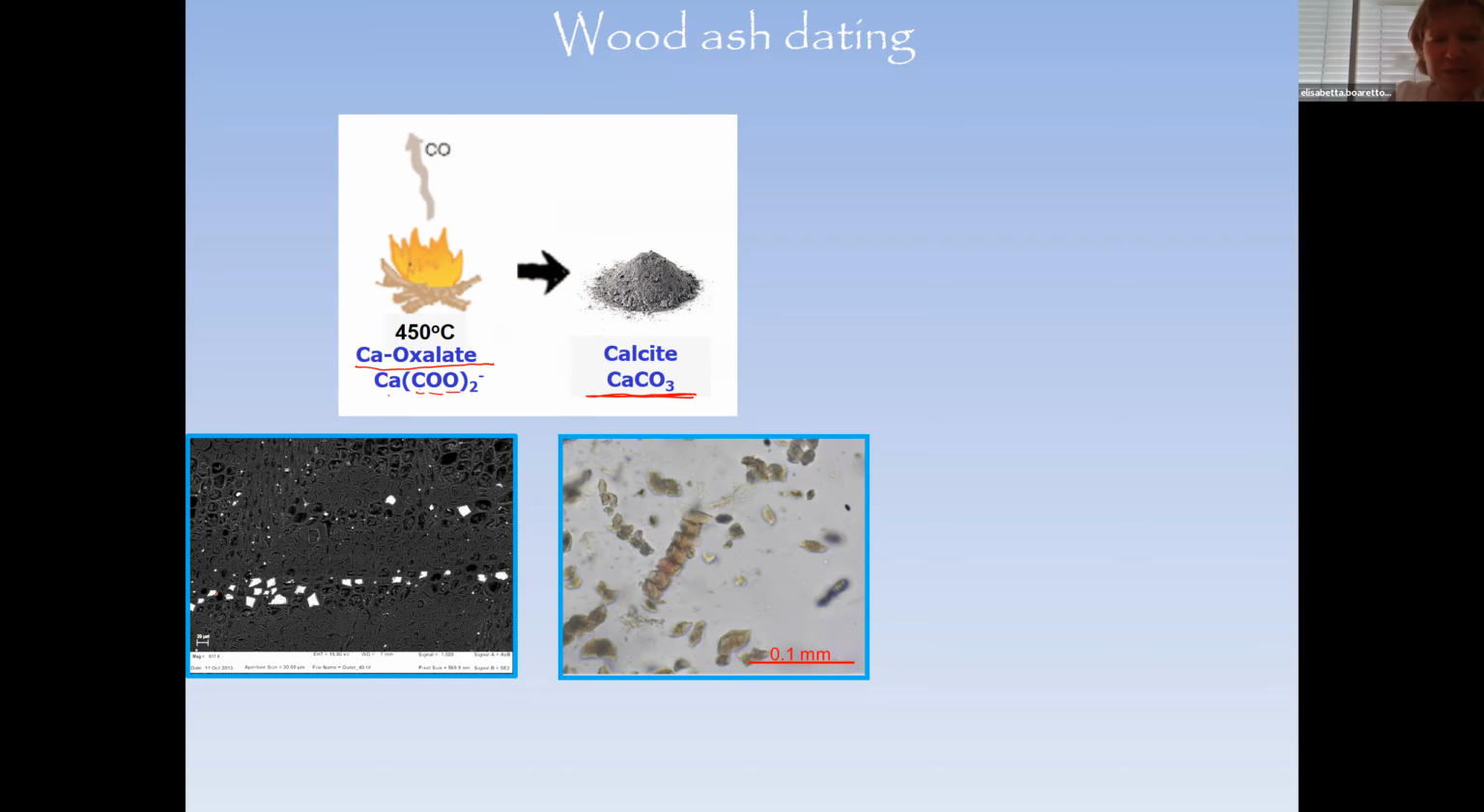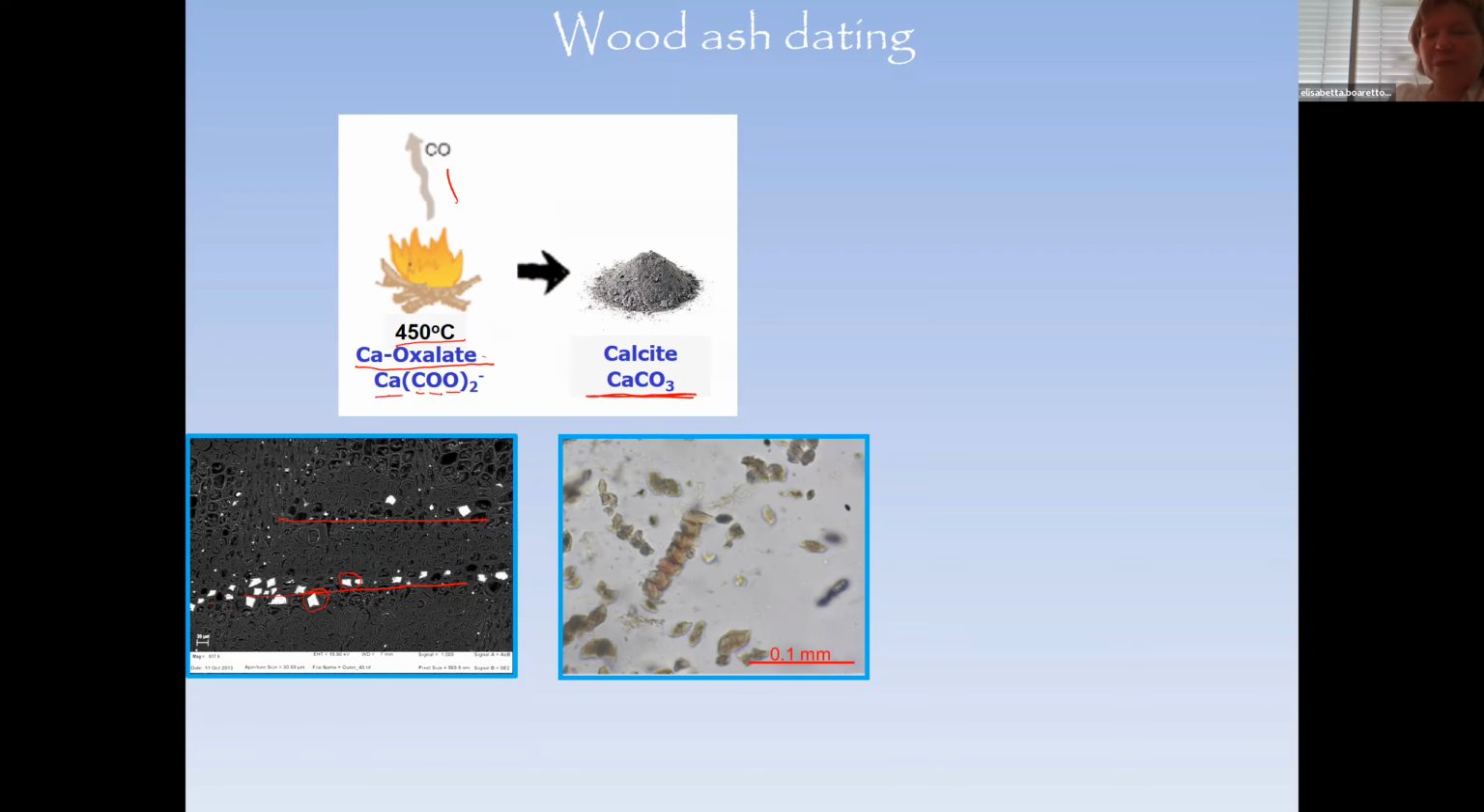And here we see this calcium oxalate crystal, this white one, which are inside, mark, for example, a ring in this tree. So this calcium oxalate, when they are heated during a fire, 450 degrees, they lose a carbon monoxide. If you lose a carbon monoxide, then you are left with a calcium carbonate.